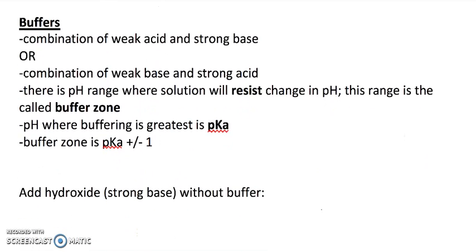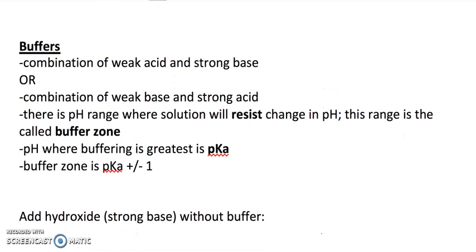Okay, so on to buffers. There are 2 ways to make one. One is with a weak acid, so something that doesn't dissociate completely, and a strong base. Or vice versa, you can use a weak base and a strong acid. In today's lab, you worked with a combination of this. So in this new solution you created, there is a pH range where it's going to resist changes to pH. If you keep adding acid or base, the pH isn't going to change that much. We call this range the buffer zone.